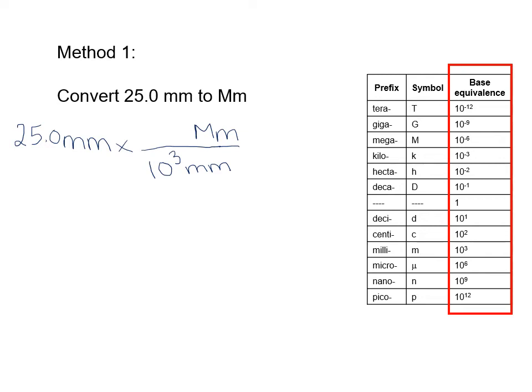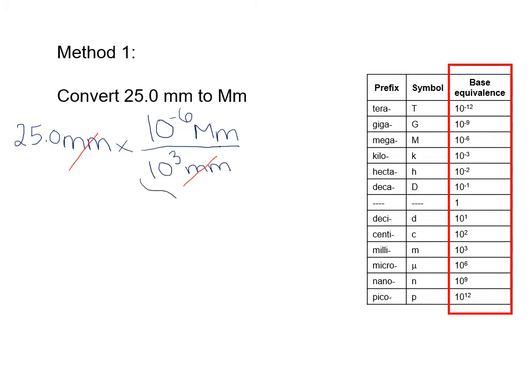And then what I'm going to do is go over to this table for mega, right? Mega has the base equivalence of 10 to the minus 6. So I'm going to put 10 to the minus 6 on top over here. And as you can see, the unit millimeters here are going to cancel, and I'm going to be left with megameter as my unit. Okay, so the easiest way to do this is manually, but I guess you can also put it in the calculator.